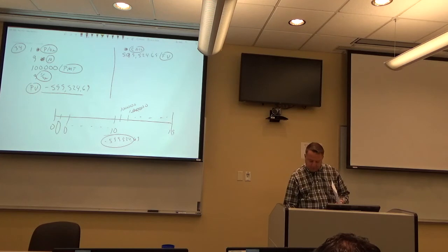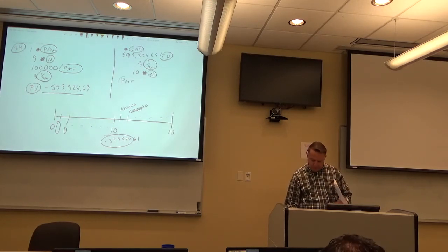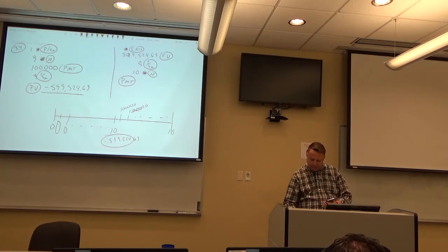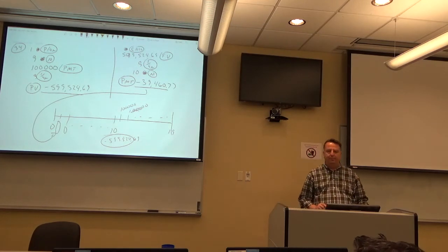Okay, always 9%, yep. And that's for 10 years. And solve for payment. Okay. So 599,524.69 future value, 9% interest rate, 10 years, solve for payment. So the annual payment that you've got to deposit is $39,460.77. So that would be basically that number there. Okay? Make sense?